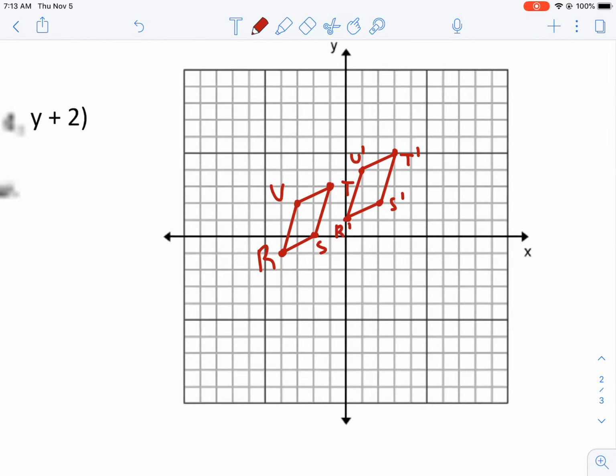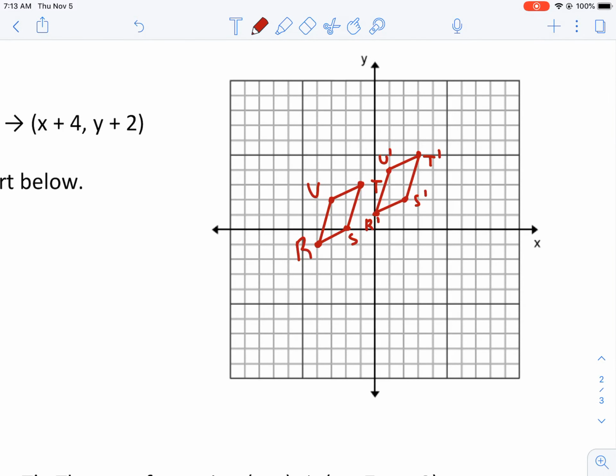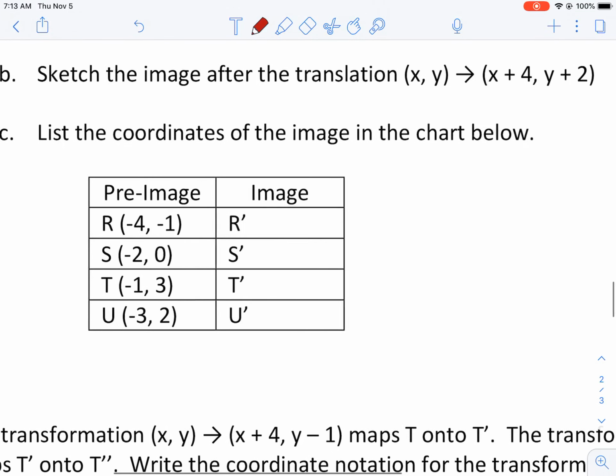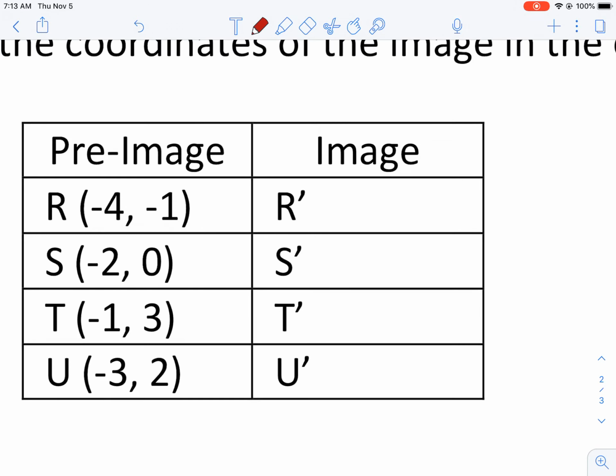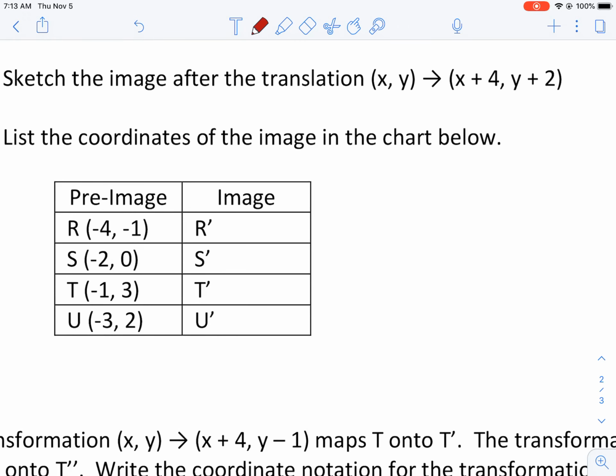So we've labeled all our coordinates correctly. We translated it. So what can we do now? Now it wants us to list the coordinates of the image. So we could just look at our graph, when we counted, but we can also use our rule here to figure this out.